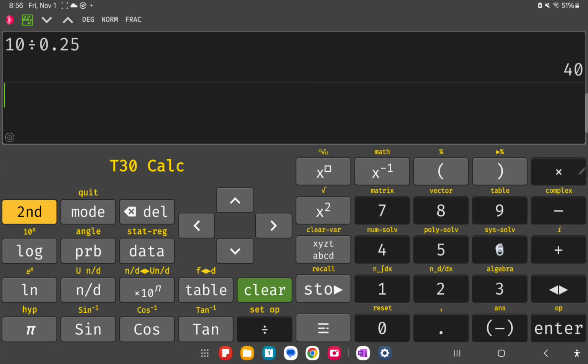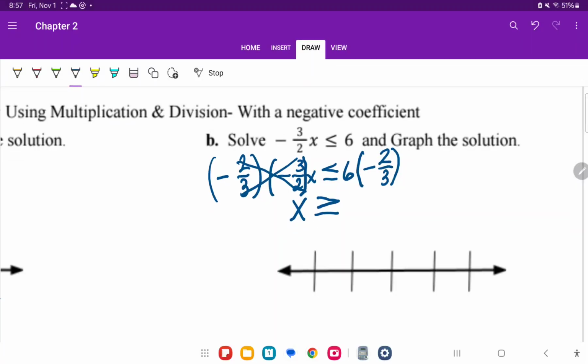Then we have to do 6 times negative 2/3. And so that's going to give you negative 4 when you do that. Anybody else get negative 4? Okay.